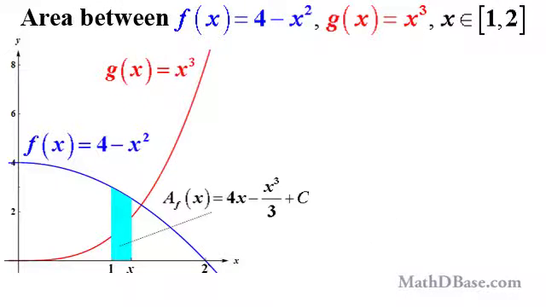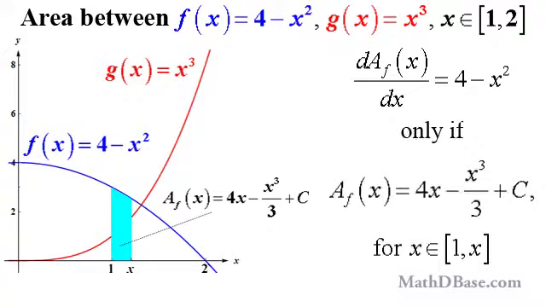Calculating the approximate area between f and the x-axis from x equals 1 to the point of intersection: as a polynomial function, f is continuous at every value of x and has positive values between x equals 1 and 2. The derivative of f's area function can only be equal to f if that area function is equal to 4x minus x cubed over 3 plus a constant for all values between 1 and x.